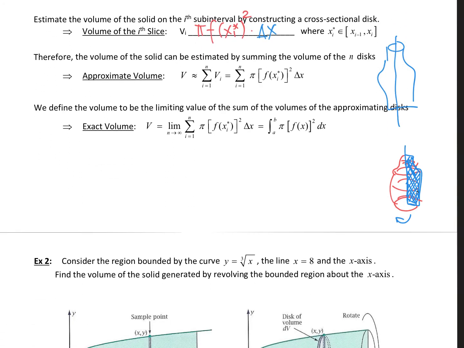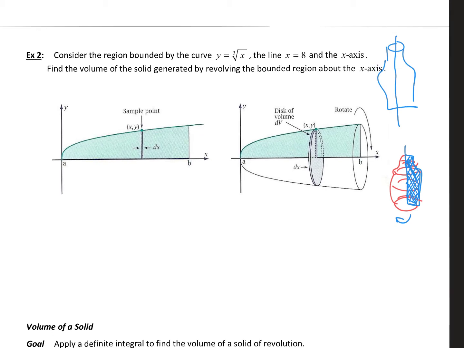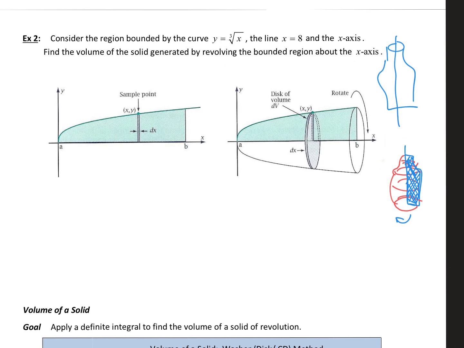All right, let's look at the next one here. Look at example 2, and let's erase this one here. All right, so it says example 2, consider the region bounded by the curve y is equal to the cube root of x. So that is y. That's your f of x. The line x is equal to 8.